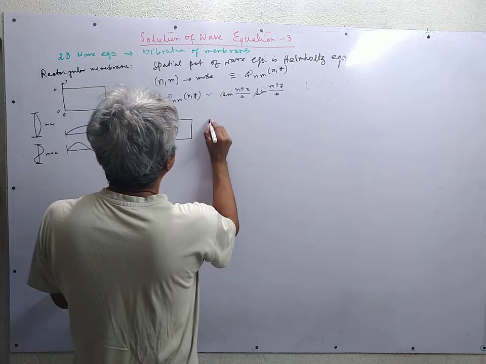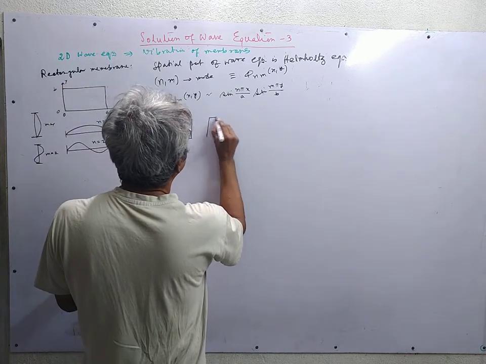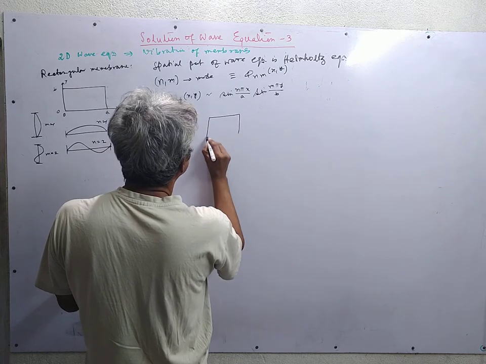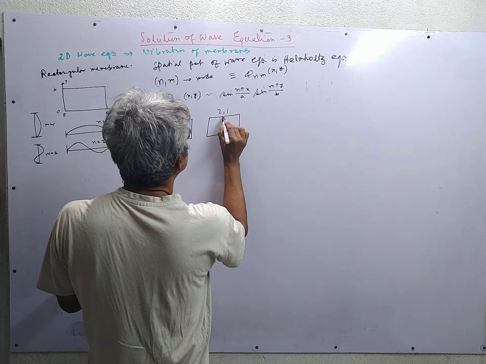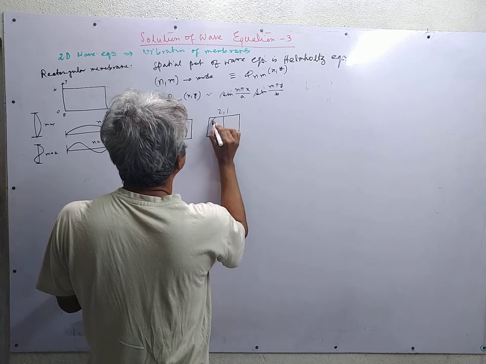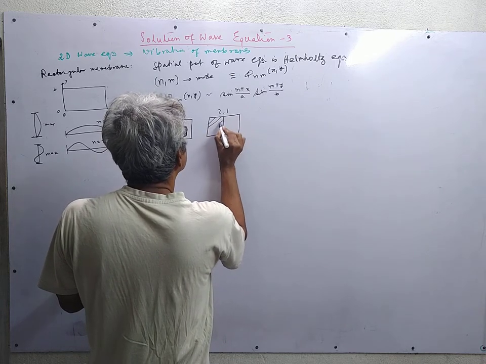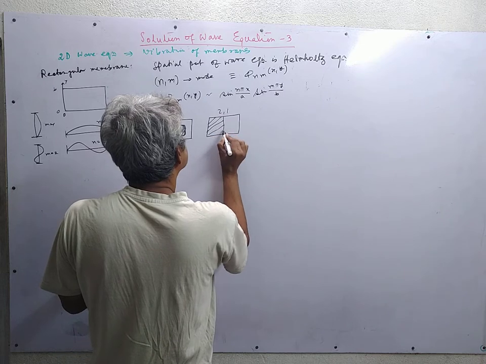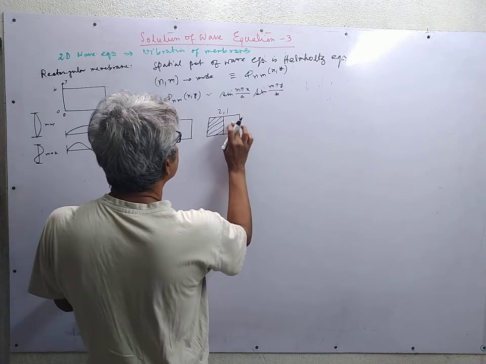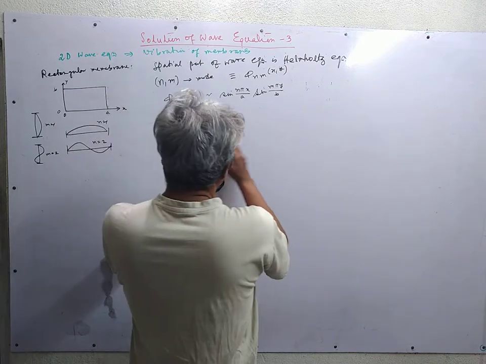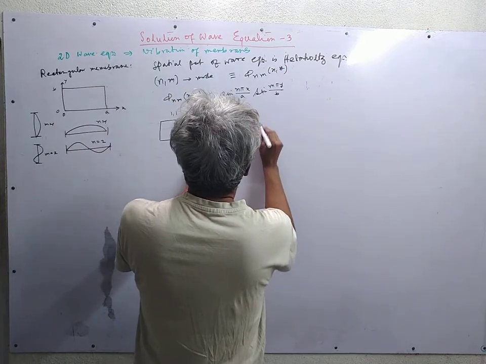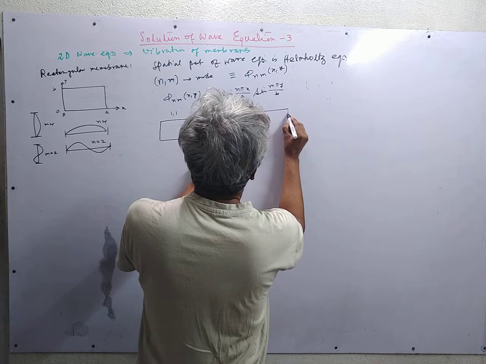Now we consider the 2-1 mode. Along x direction, it is divided into two parts. This first half vibrates in phase. This is a nodal line. This part vibrates out of phase. So now we come to the 3-1 mode.